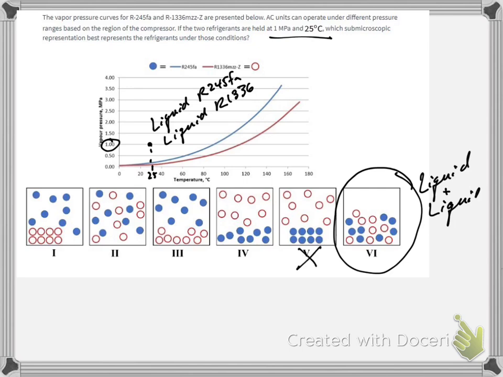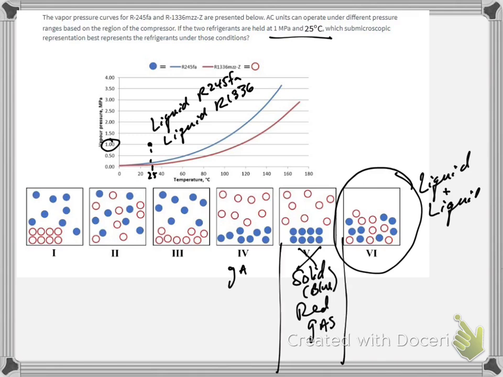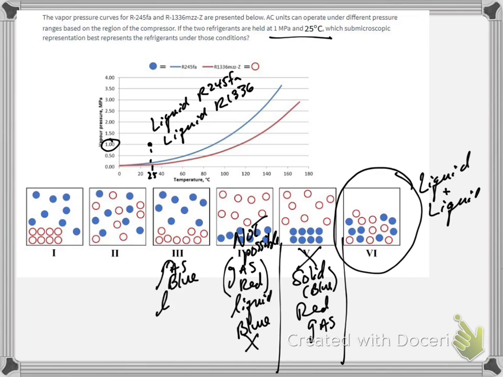5 is not on this graph because it's solid gas. And we don't have any solids in our curve. And then we have 4, which is gaseous red and liquid blue. That is impossible, right? Not possible, because in the separation region, all we can have is gaseous blue but liquid red.